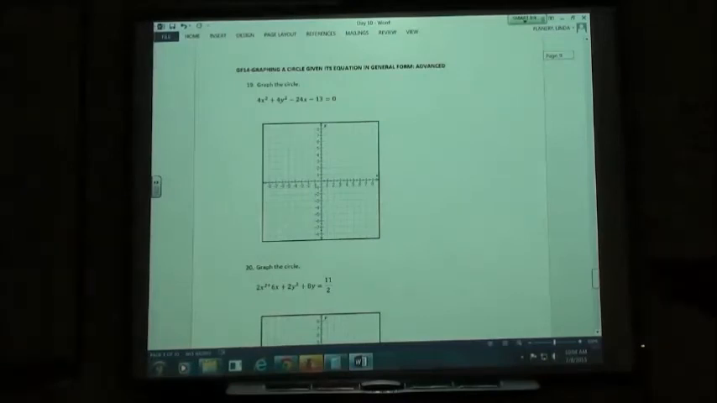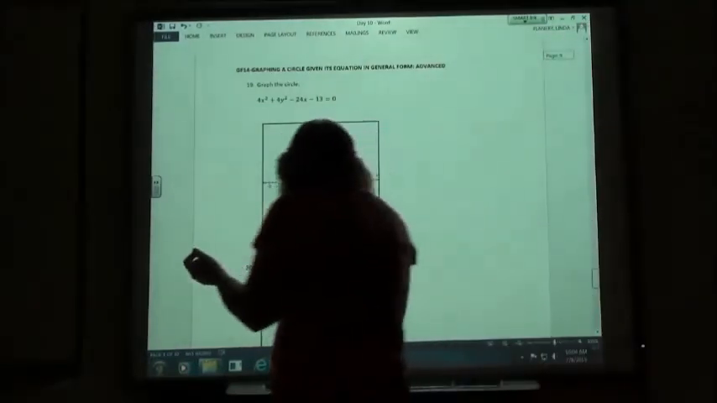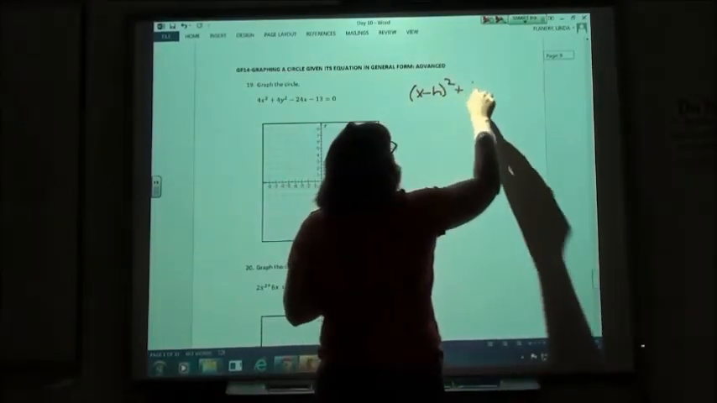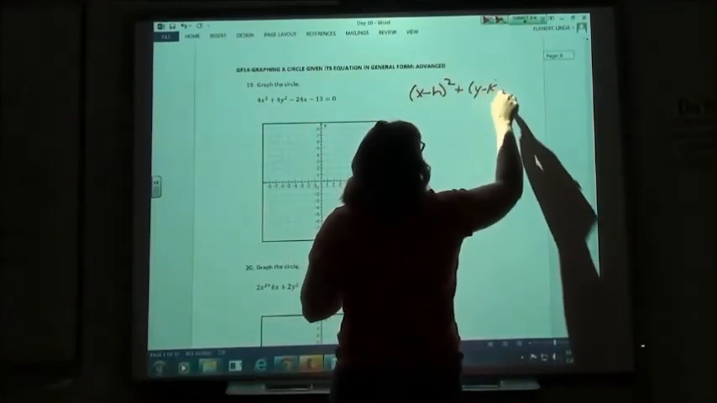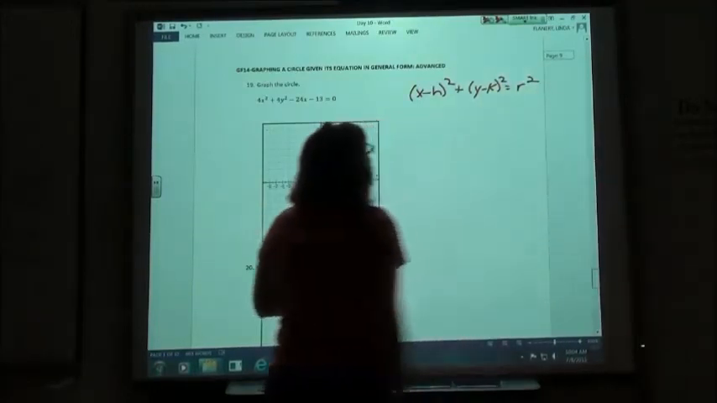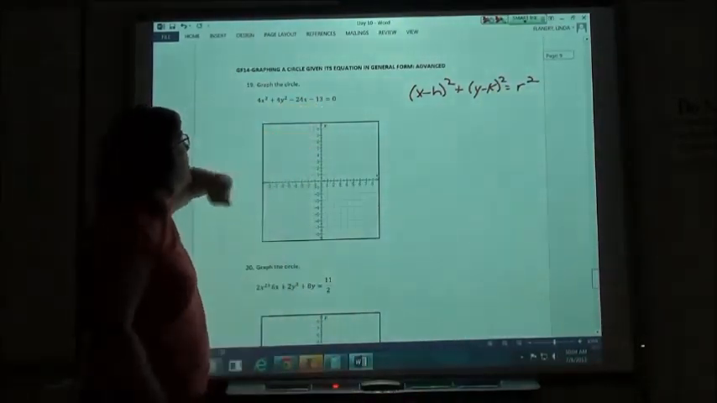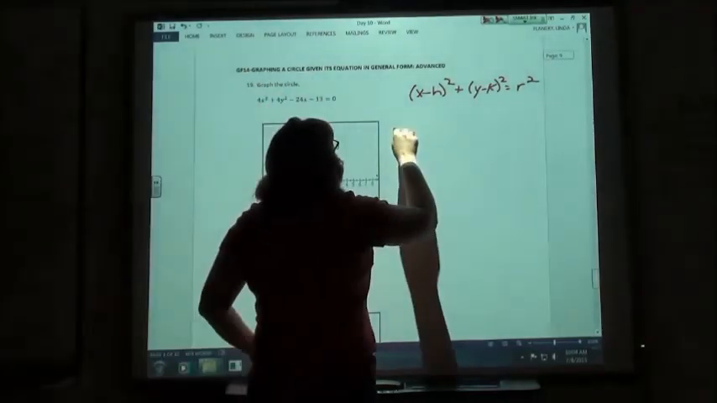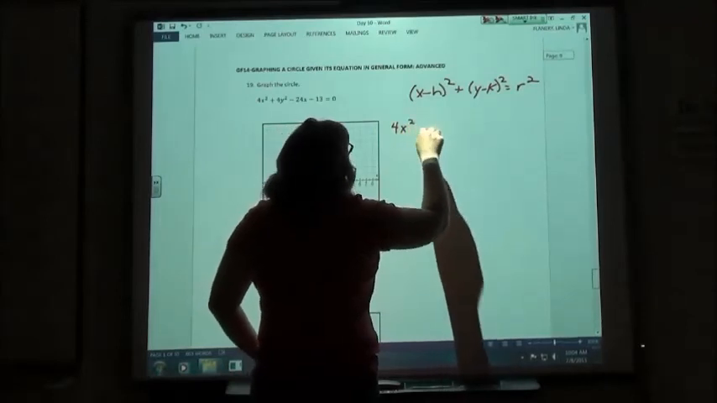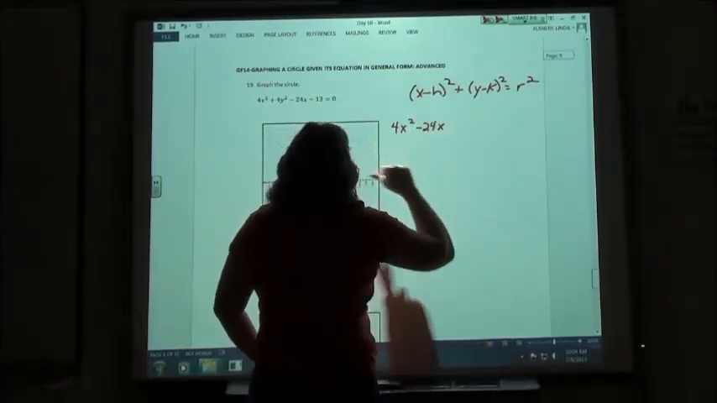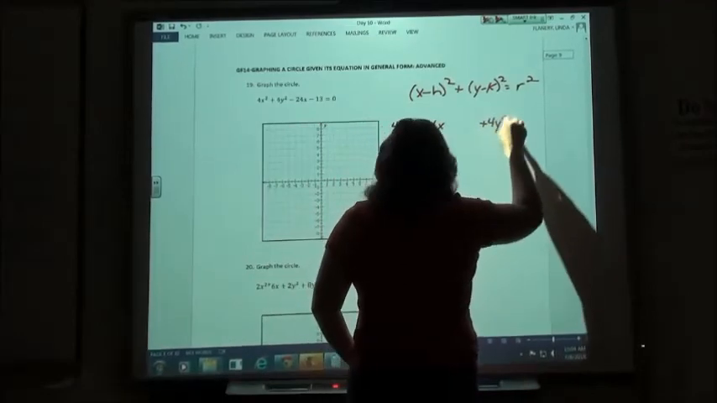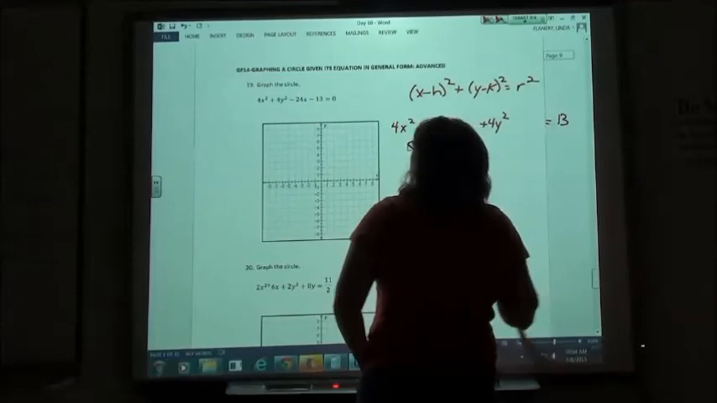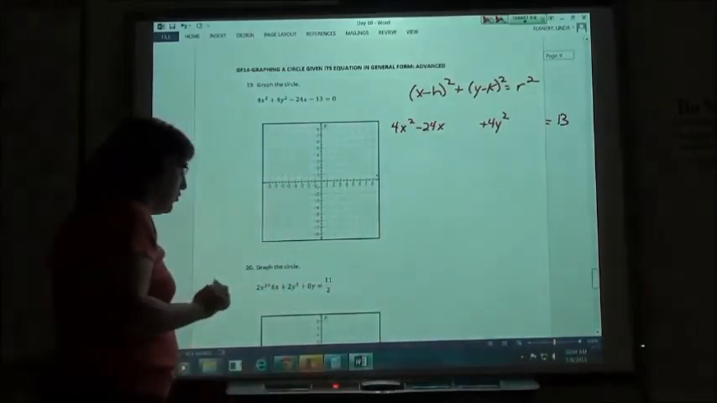19, 20, 21, now we're doing a circle. We need to put it back in standard form again. x minus h squared plus y minus k squared equals r squared. And so again, we're going to go ahead and group the x's together, the y's together, any numbers on the other side. So I'm going to have 4x squared minus 24x plus 4y squared. I don't have any plain y's. And that 13 is going to move over to the other side, so it's going to be a positive 13.